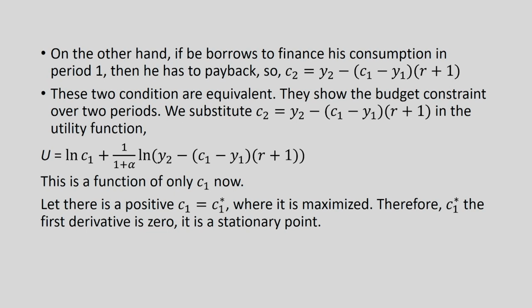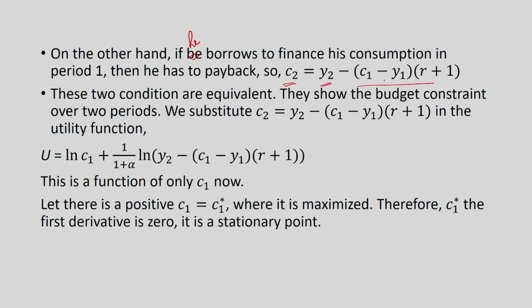On the other hand, if he borrows to finance his consumption in period 1, then he has to pay back the loan. Therefore, in that case, in period 2, the consumption will have to be less than his income in period 2. So, you have this y2 and then you have a minus term. And what is the amount of this minus term?